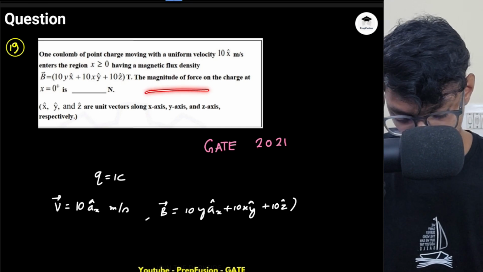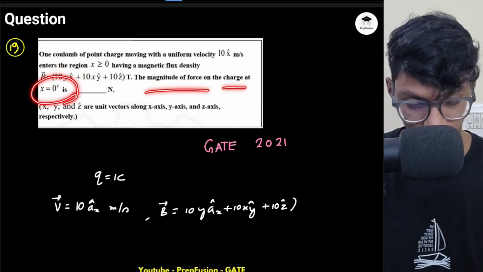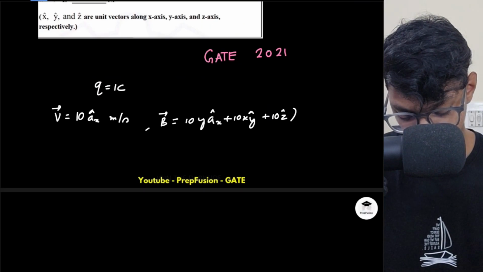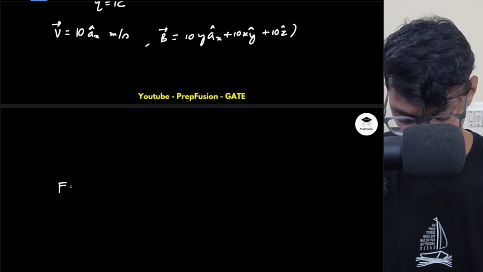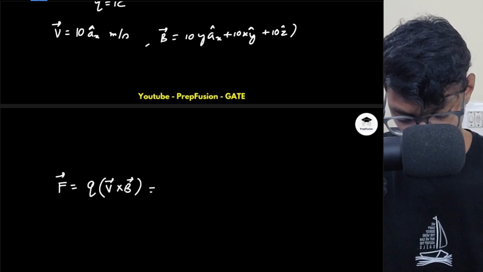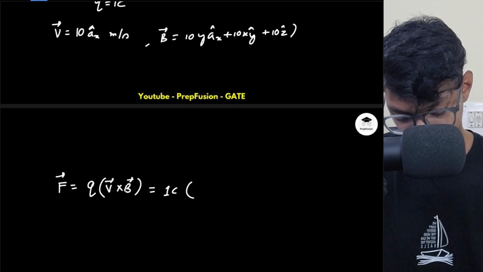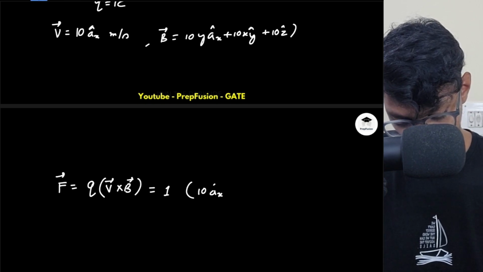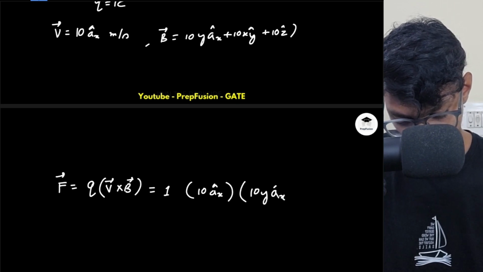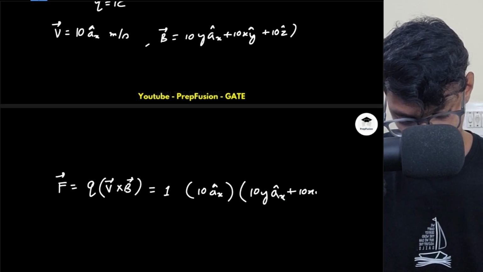The magnetic force on the charge at x equal to 0 plus. What will be the magnetic force on the charge at x equal to 0 plus? So first of all, I have to identify the expression for magnetic force. What will be the expression for magnetic force on that particular charge? It will be q times v cross b. Q is 1 coulomb. So we'll write this one only. V is 10 ax times B, which is 10y ax plus 10x.